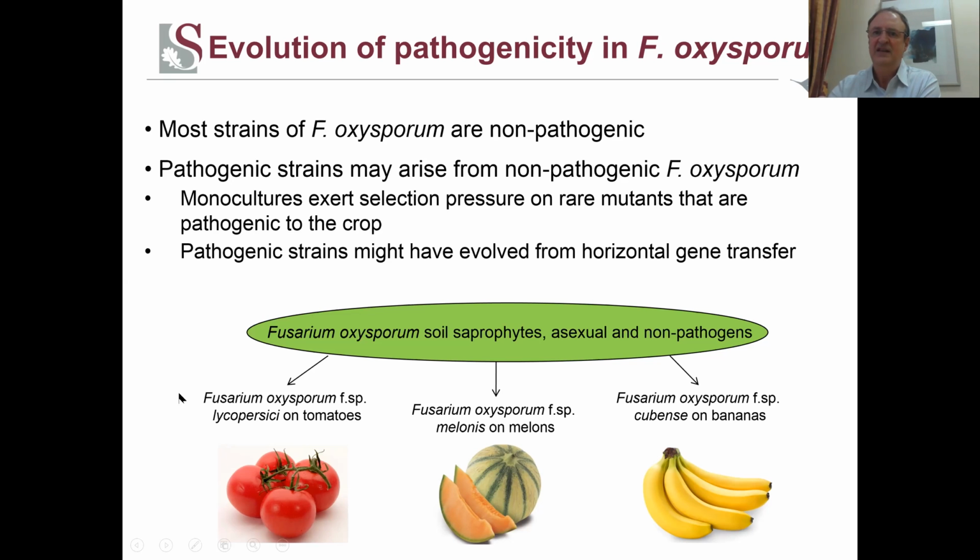And in this way, the non-pathogenic strains might become either pathogenic to tomatoes, and we will then call them Fusarium oxysporum forma specialis lycopersici, or melons, and that's got a new name called Fusarium oxysporum forma specialis melonis. And then obviously the one causing disease to banana is called Fusarium oxysporum forma specialis cubense.